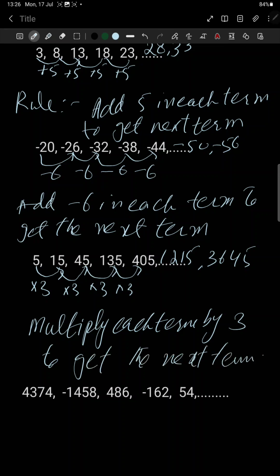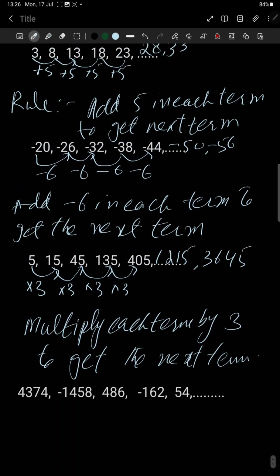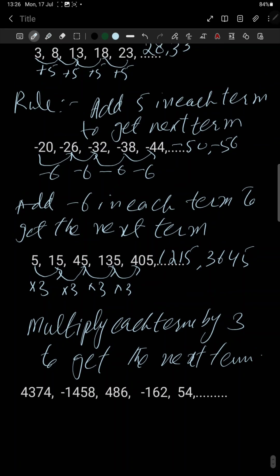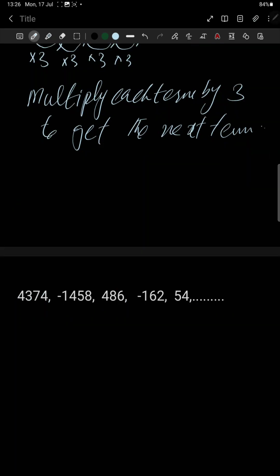Now the next one, the last one over here. Okay, what to do? We can see the numbers are decreasing, and the decreasing order is very high. Over here is 4000, and over here is 1000, and over here it is in the 100s, and over here it is just in tens.